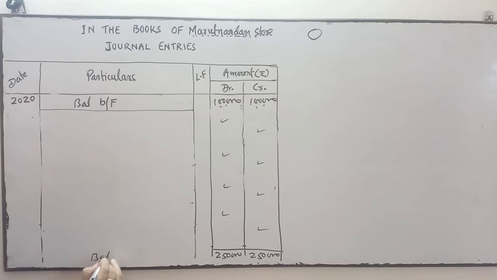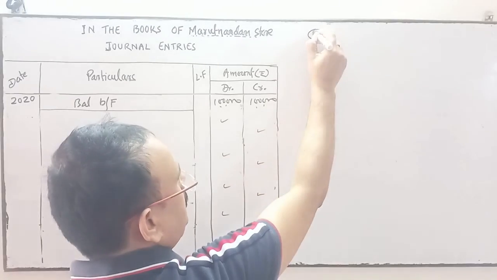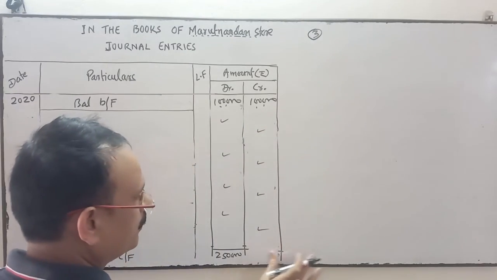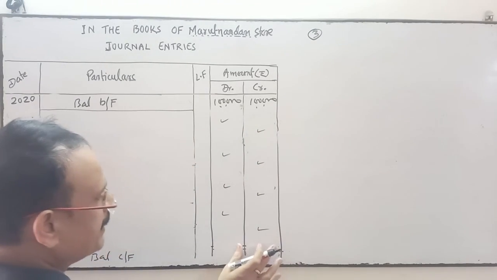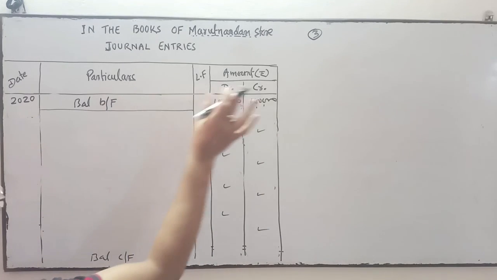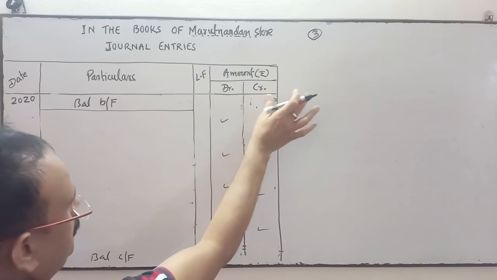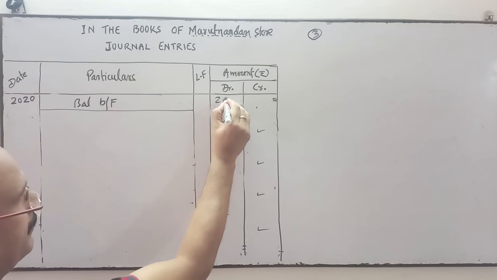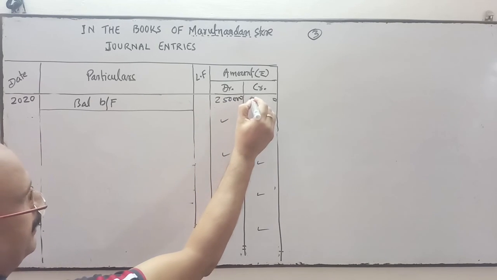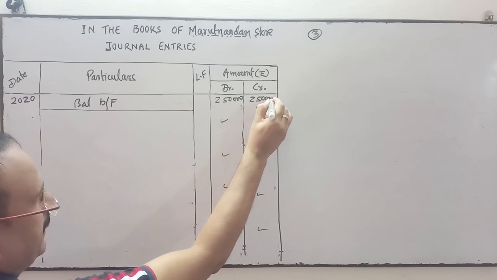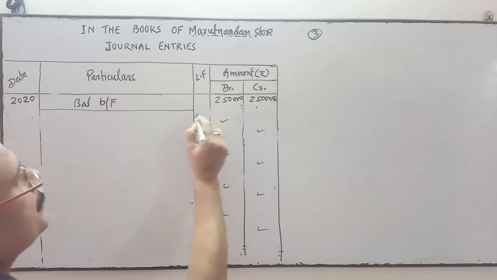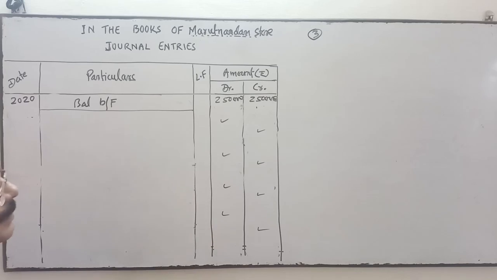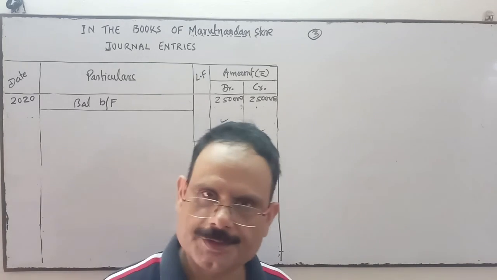For page number 3, we'll write balance carry forward. Now in page number 3, I will write this balance at the top: balance brought forward, 2,50,000 debit, 2,50,000 credit. This process will go on till the end of the financial year.